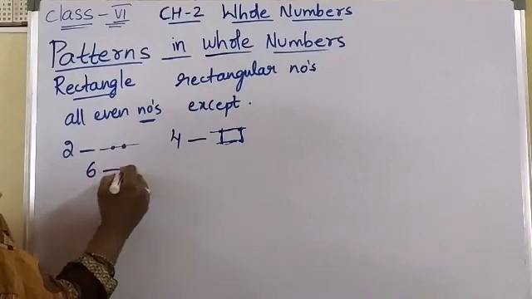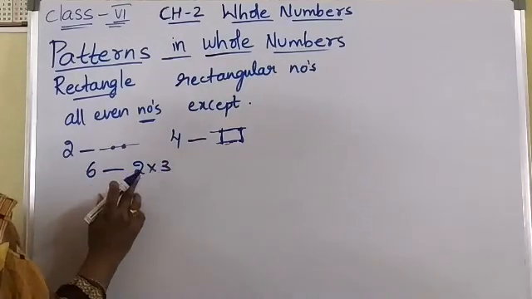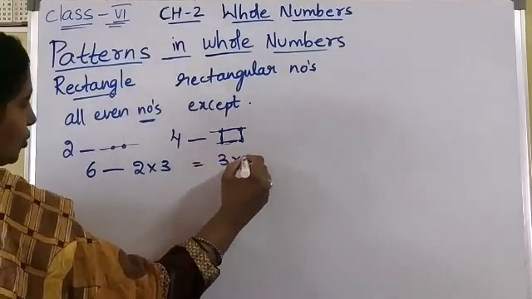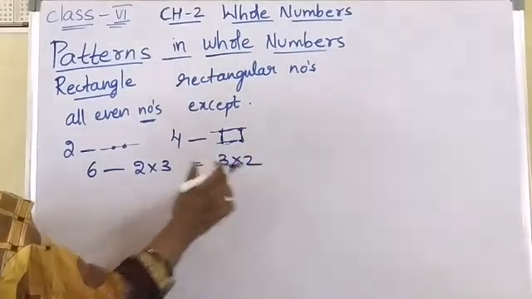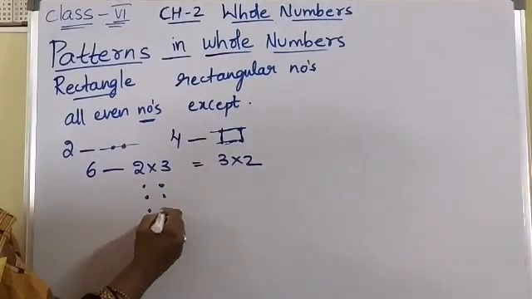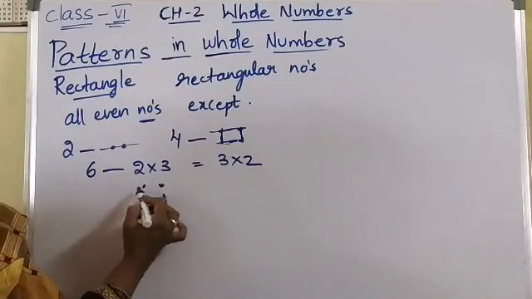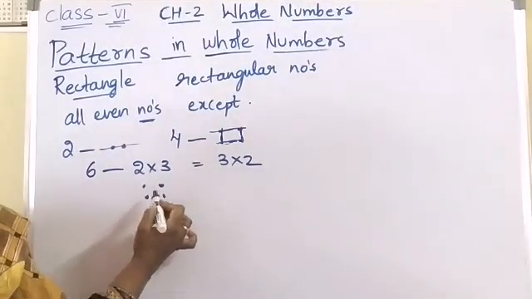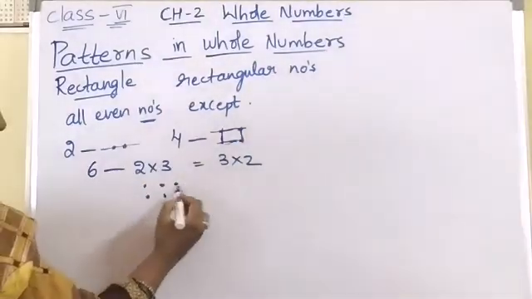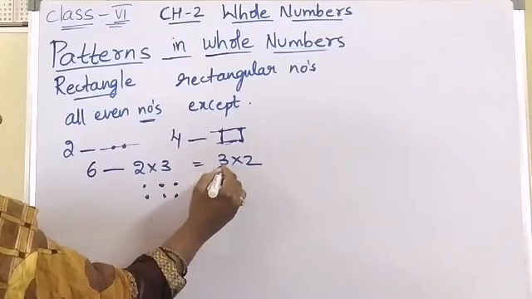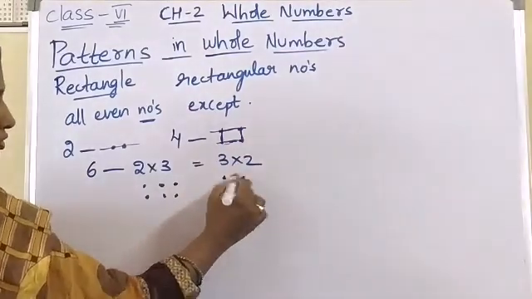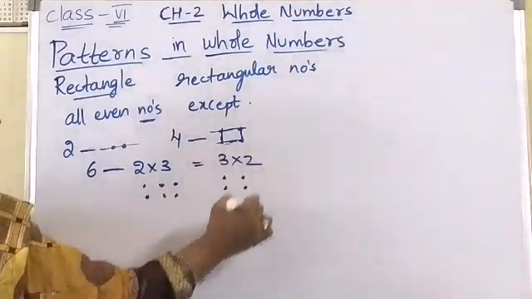Now, coming to 6. 6 is 2 into 3, meaning 2 rows, 3 columns. Or you can write it as 3 into 2 also, 3 columns, 2 rows. Here, how do you represent this? 1, 2, 3, 4, 5, 6. Here, 1, 2, 3 rows and 2 columns, right?